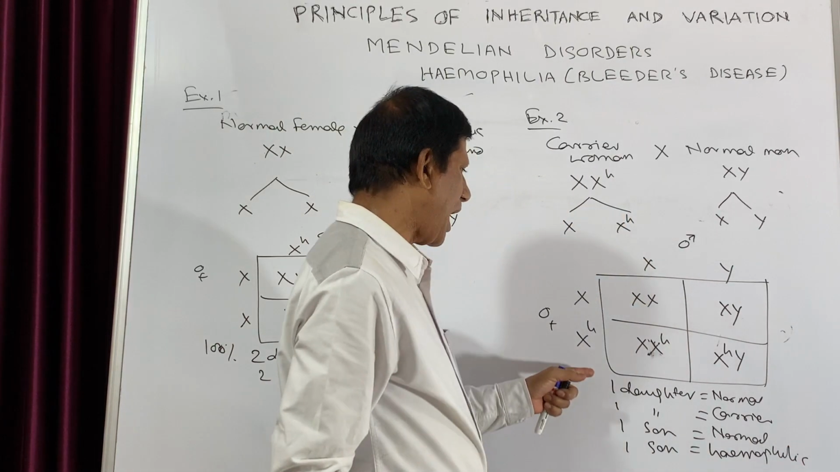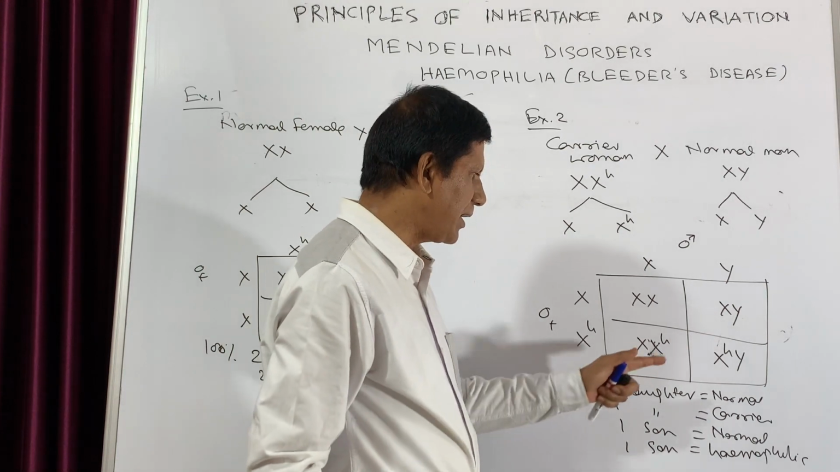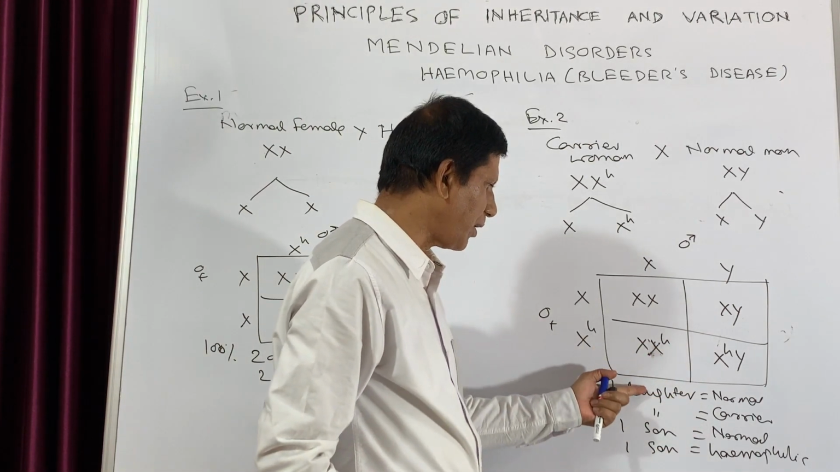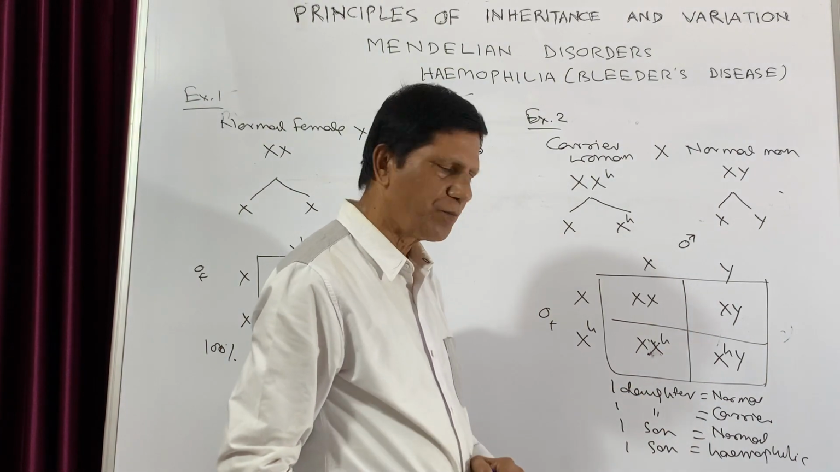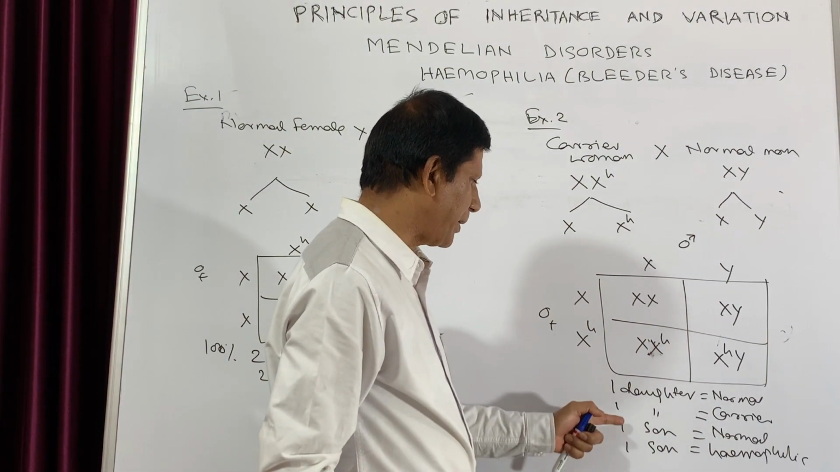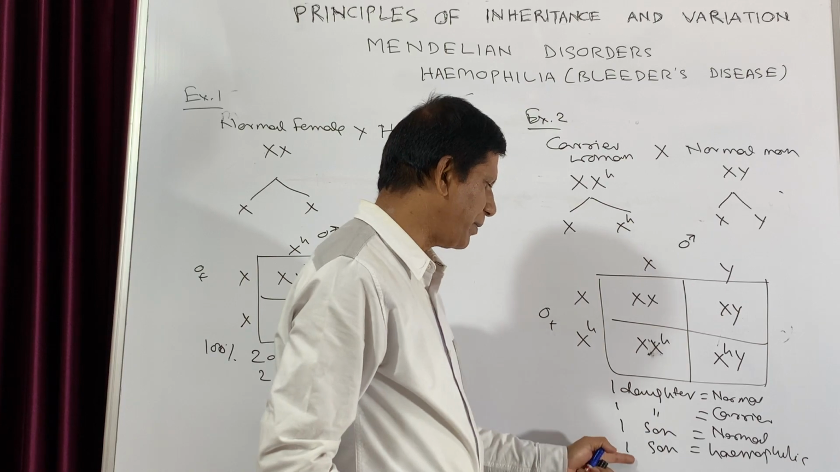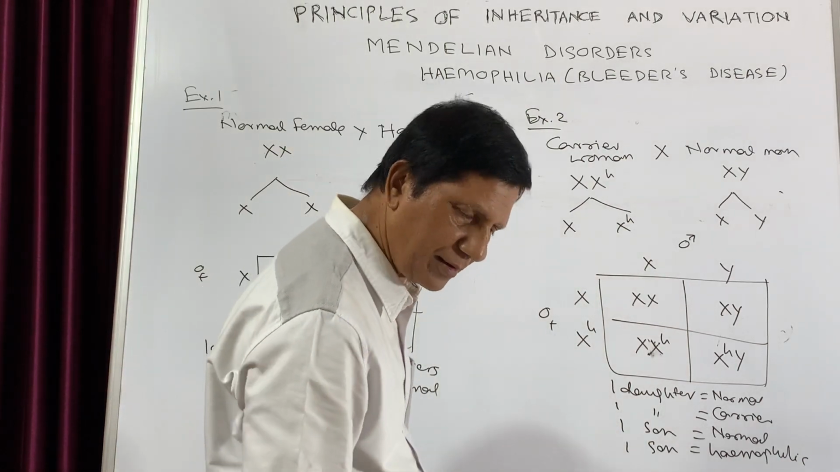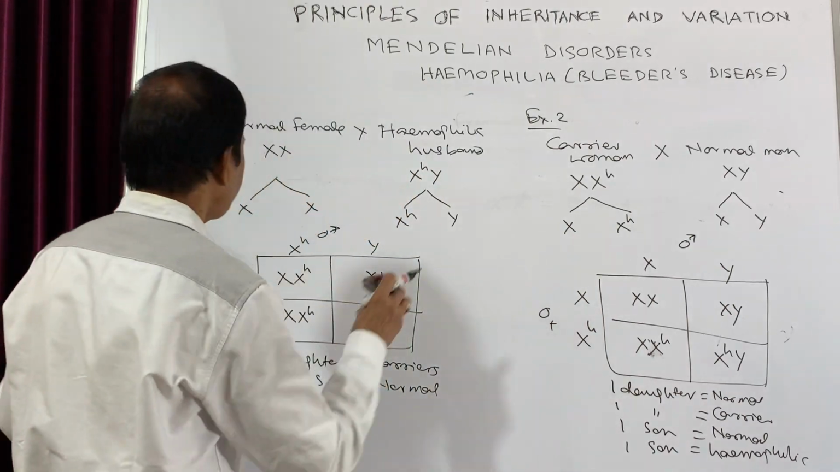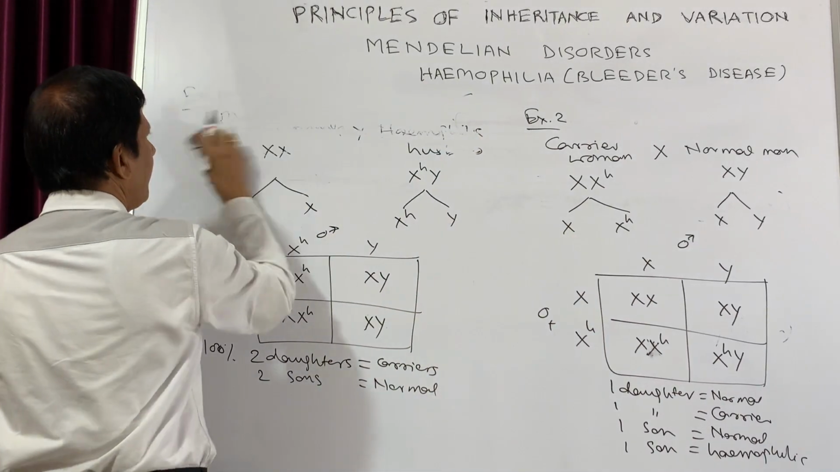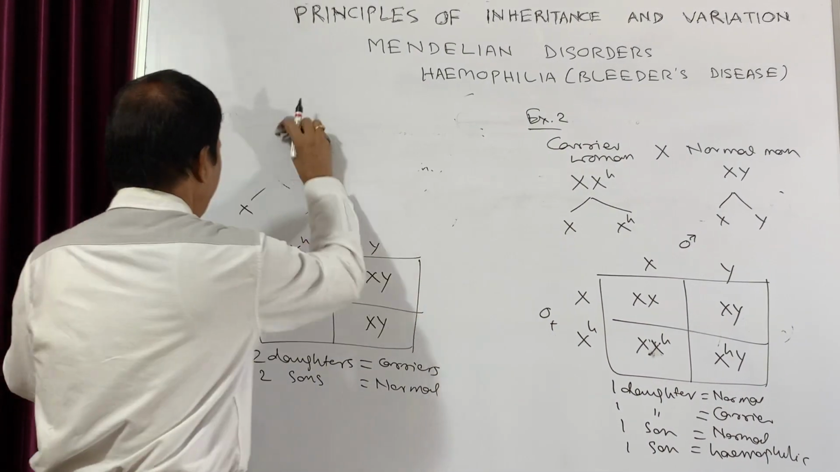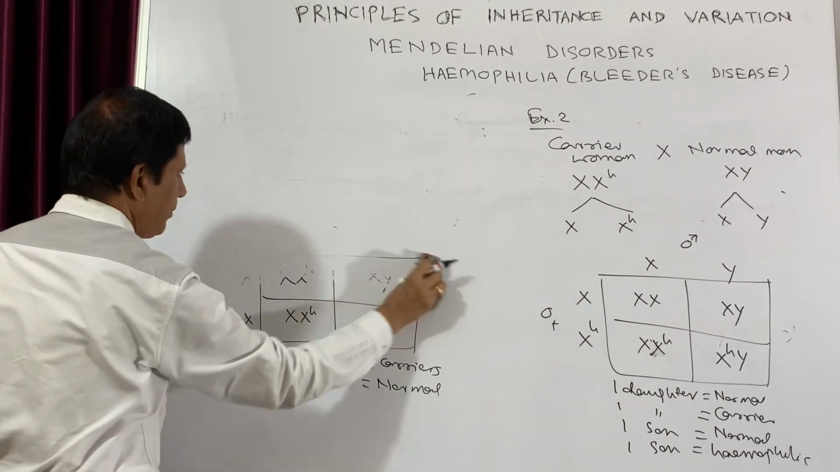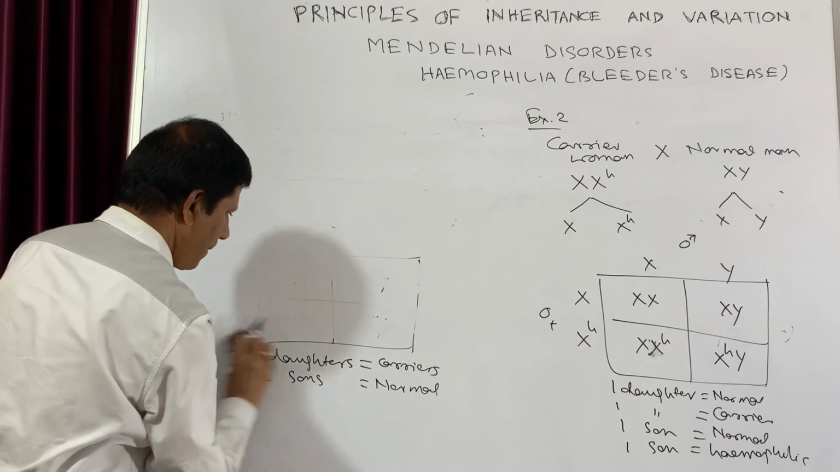That means out of two daughters, one is normal and one is carrier. That means 50% of daughters are normal, 50% daughters are carrier. And among the sons, 50% sons are normal, while 50% sons are hemophilic. Now let us take a third example. Only by this method you can solve any problem that is asked in the examination.